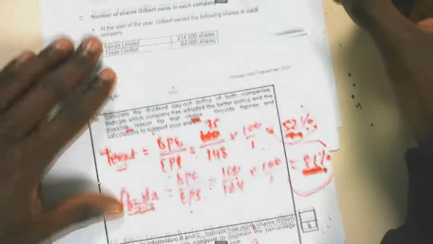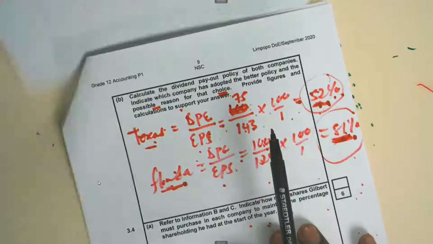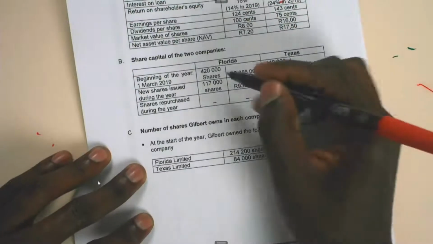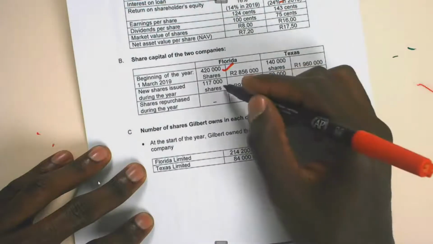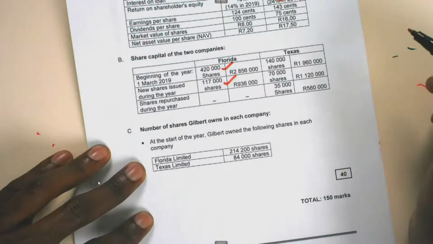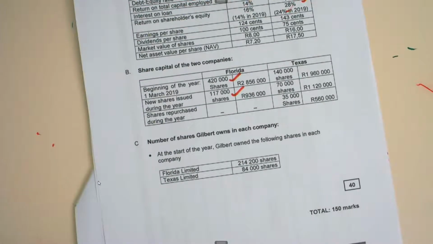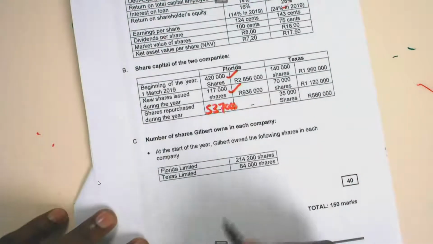B is the share capital of the two companies. Let's look at those shares. At the beginning of the year, Florida had 420,000. During the year, they issued 117,000. Now, in total, how many shares were issued? 420,000 plus 117,000. This is what is happening at the end of the year. 537,000 shares were issued at the end.